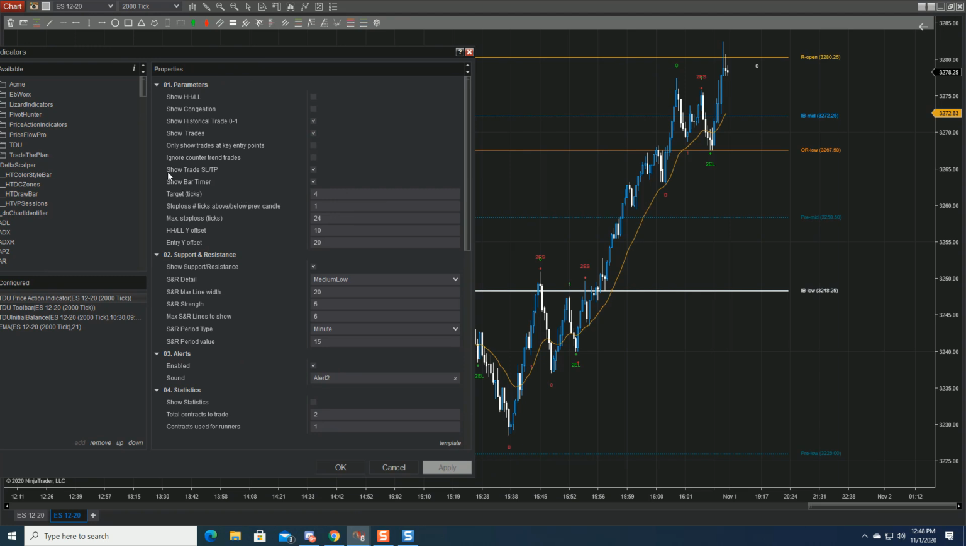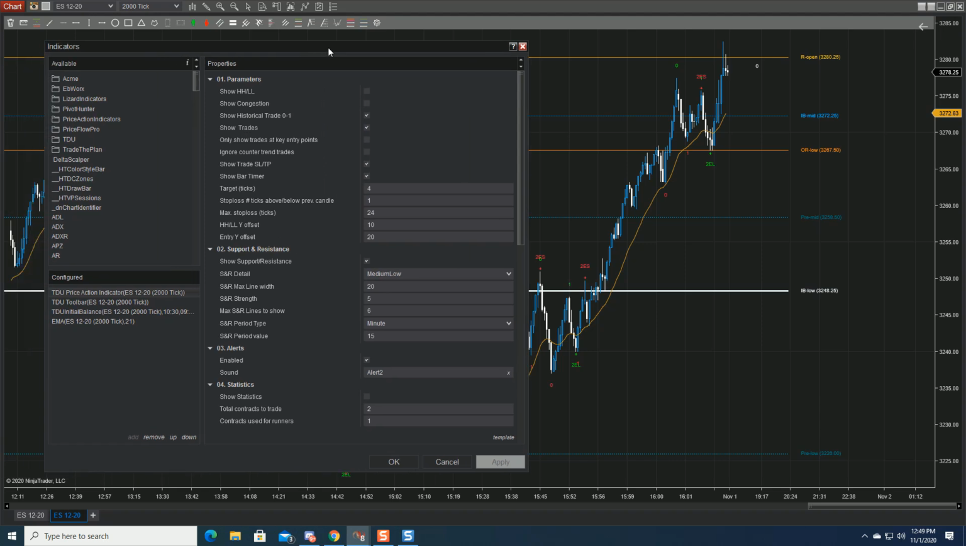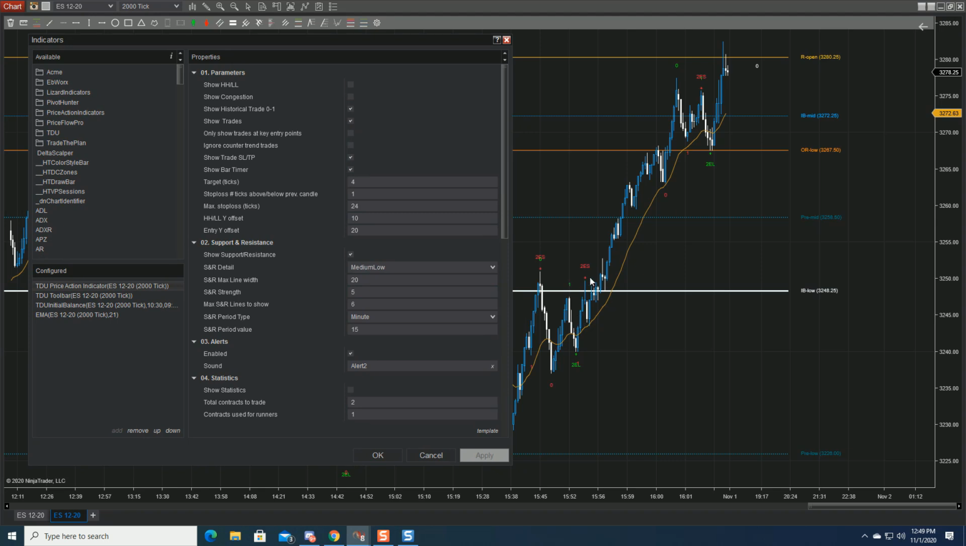Then we have whether I want to show a stop loss and a take profit. We have a bar timer here. We're going to get to these middle bits in a second because these are filters that we'll look at. I definitely want to show trades. And then here we have some parameters with regards to execution and the P&L of implementing this strategy.